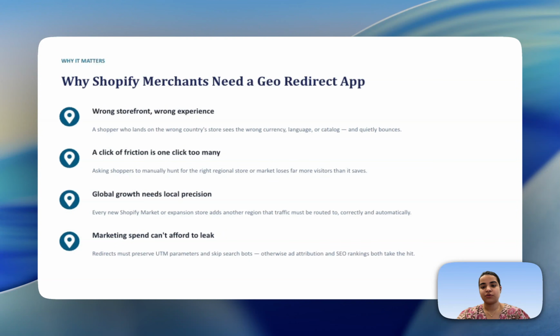This is one merchants often overlook. Redirects have to be built carefully so they don't break marketing campaigns. If a redirect strips out UTM parameters, you lose attribution on ad spend. And if it redirects search engine crawlers the same way it redirects shoppers, you can accidentally hide your international storefronts from Google entirely. A good geo redirect app protects both shopper experience and marketing and SEO performance at the same time.